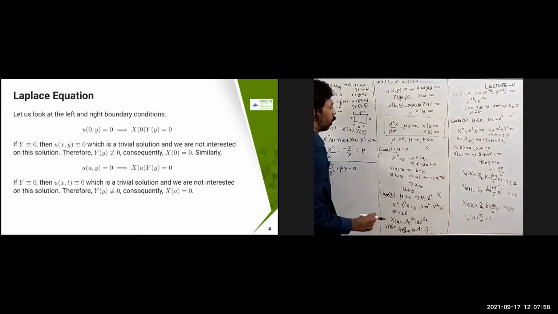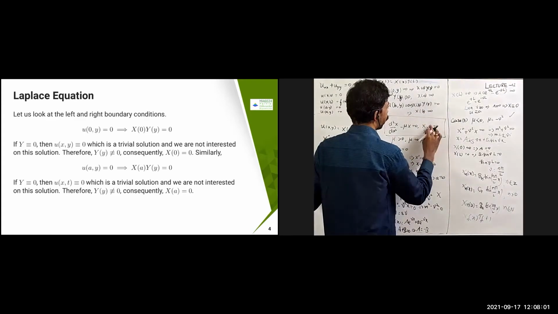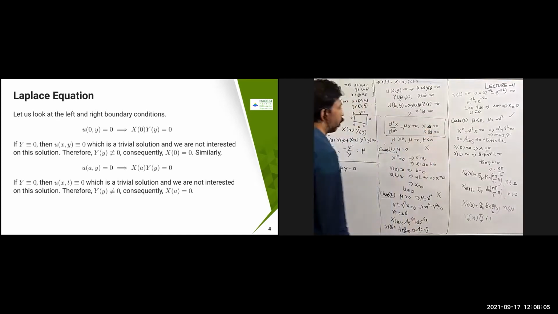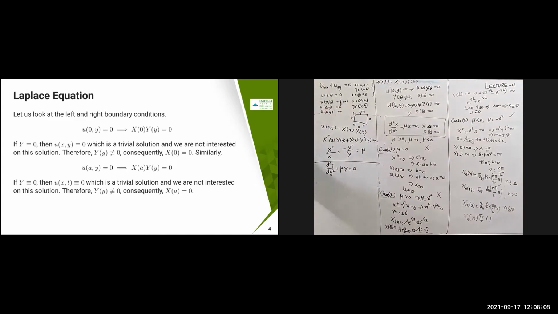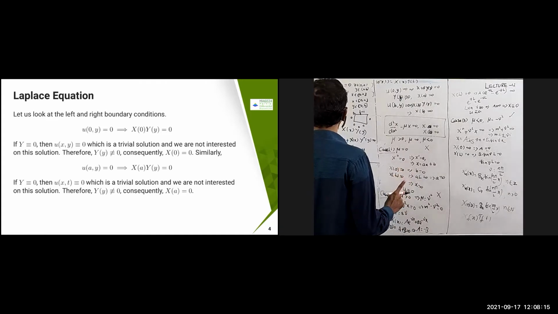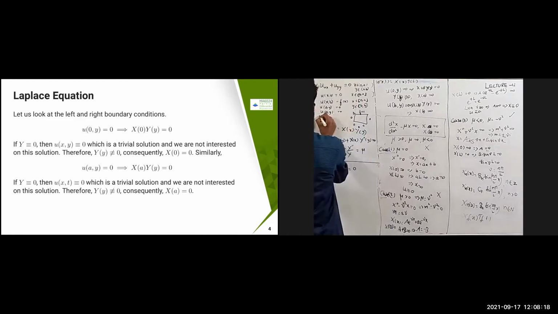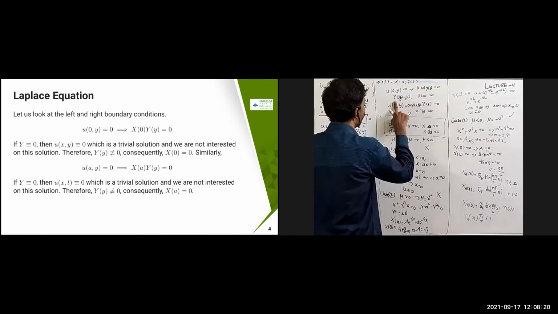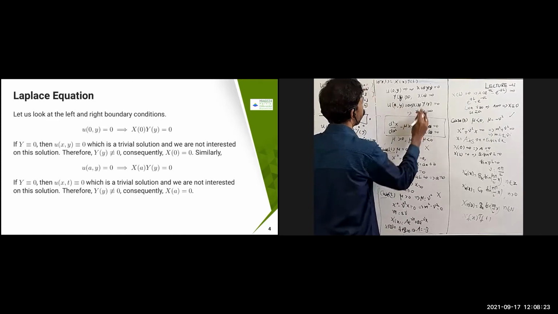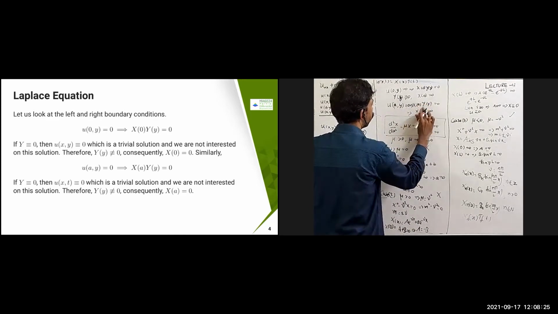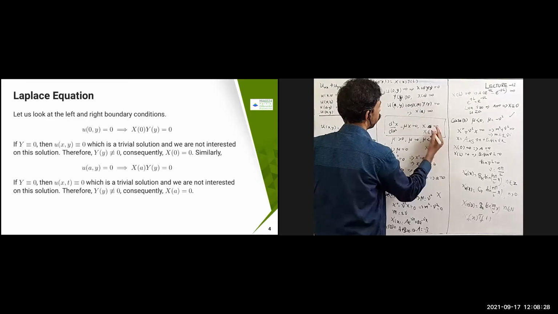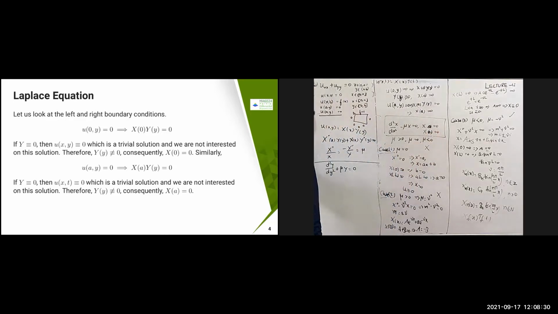Same logic. So therefore, what you are going to have is x of 0 equal to 0, x of b equal to 0. Sorry, mistake. I will take this condition: a comma y, not b comma y, because the interval is a. So this is the condition: d square x by dx square minus mu x, x of 0 equal to 0, x of a equal to 0.